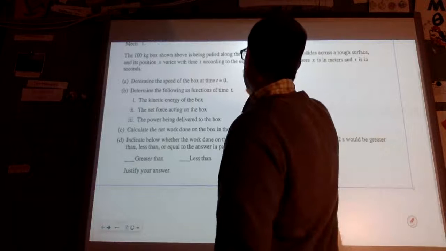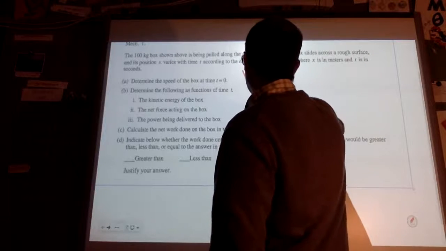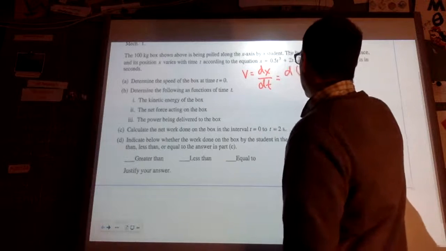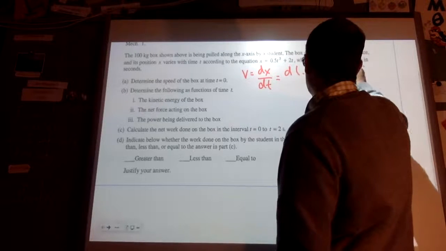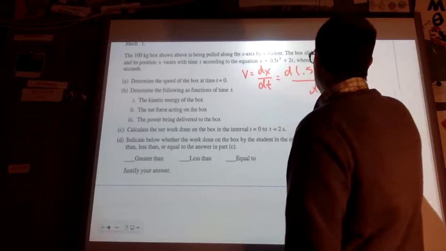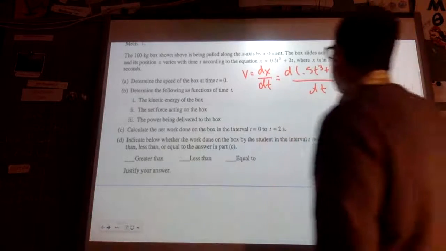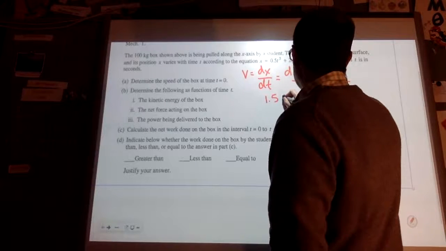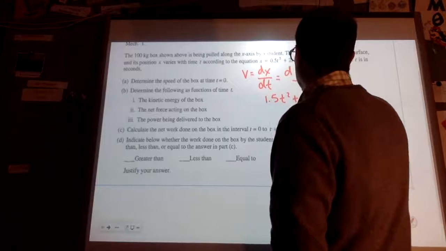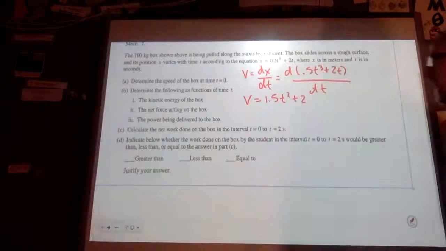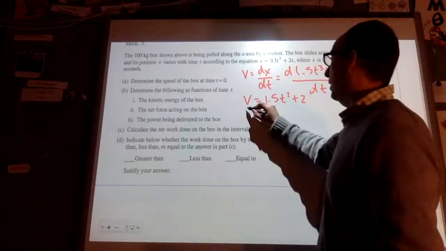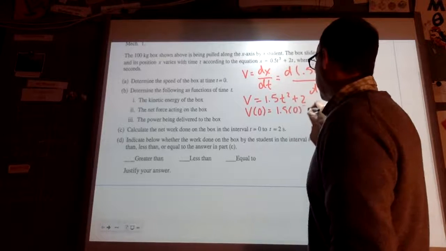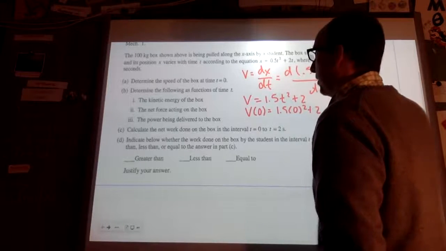All right, so to get velocity, I'm going to take the derivative of x with respect to t. So this is going to be the derivative of 0.5 t cubed plus 2t. And I'm going to get 3 times 1/2, which is 1.5 t squared plus 2t. They're asking us what it is at 0. And so this would be 1.5 times 0 squared plus 2, so 2 meters per second.